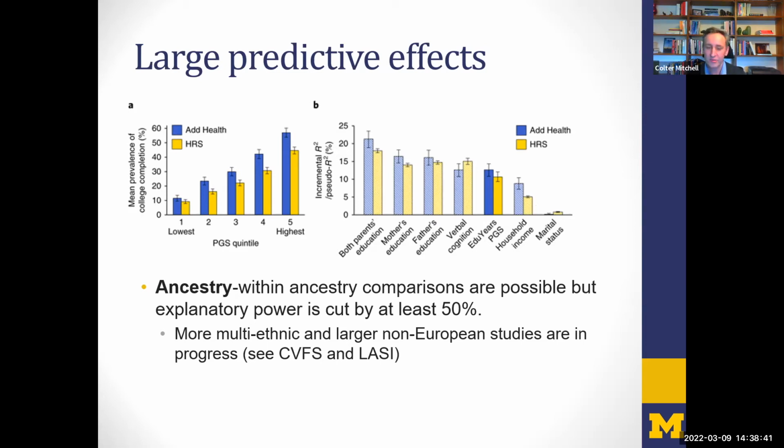The other ancestry groups are not zero though. It's usually reduced by 50%, sometimes a little bit more. But within the ancestry, it still sorts people based on their predictiveness. You just can't compare across ancestries, right? So within, okay; between, you get into trouble. And there are more and more multi-ethnic and larger non-European studies like the Chitwan Valley Family Study and LASI, which is in India.